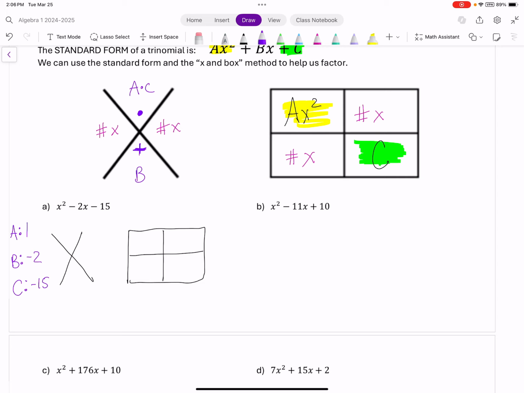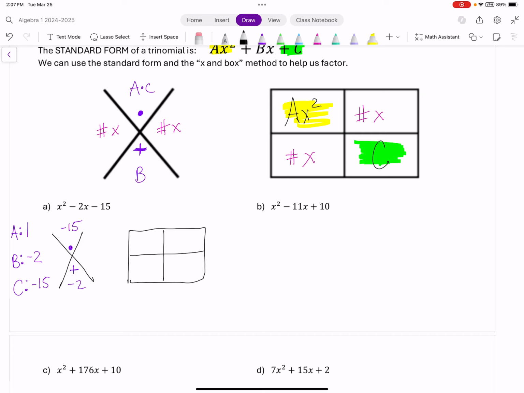So on the x, we're going to multiply to a times c. So 1 times negative 15 is negative 15. And then we're going to add to our b, which here is negative 2. So now comes the math riddle. I want to find two numbers that multiply to negative 15 and add to negative 2.